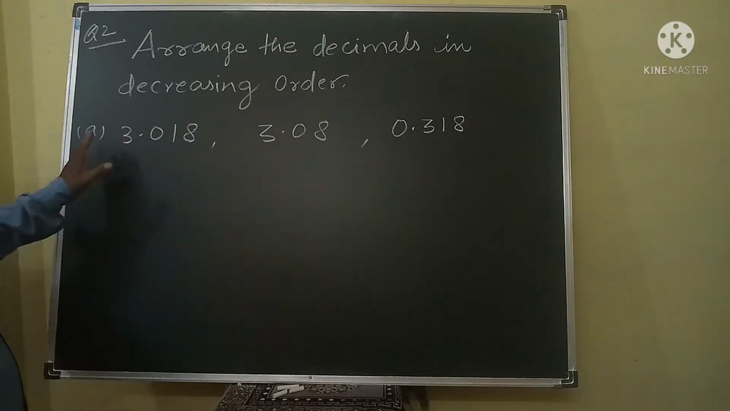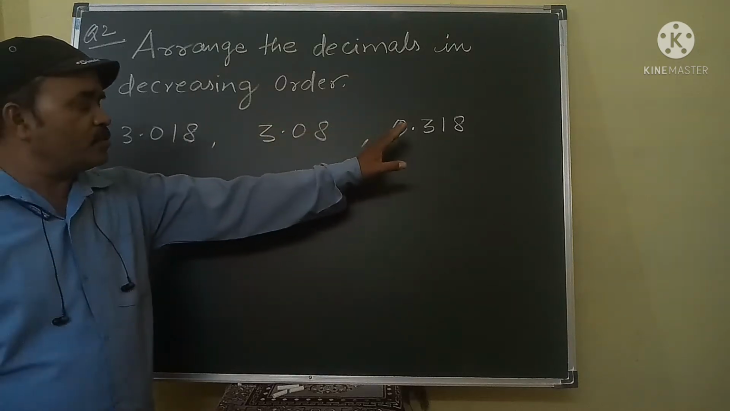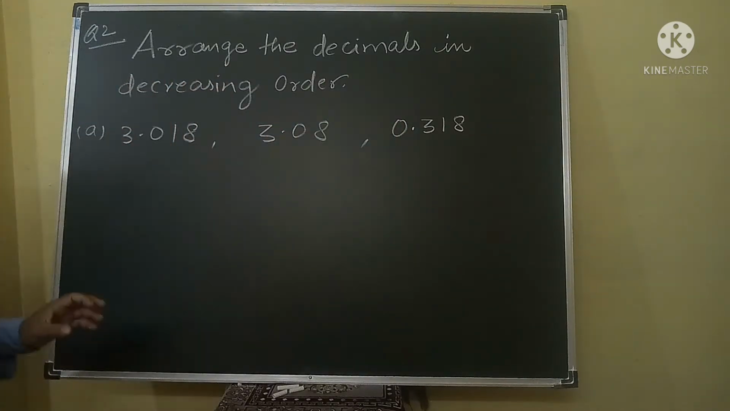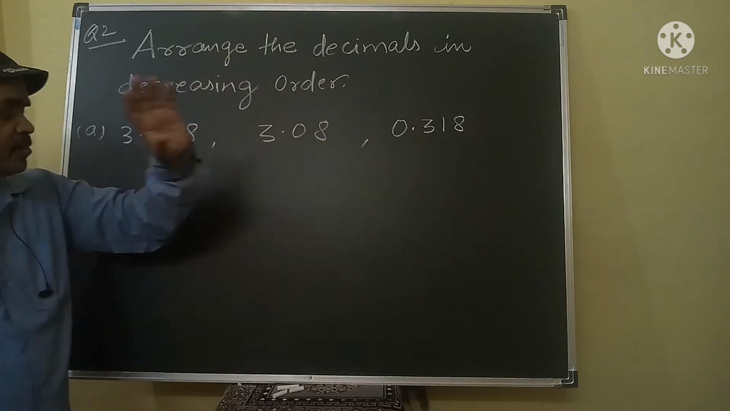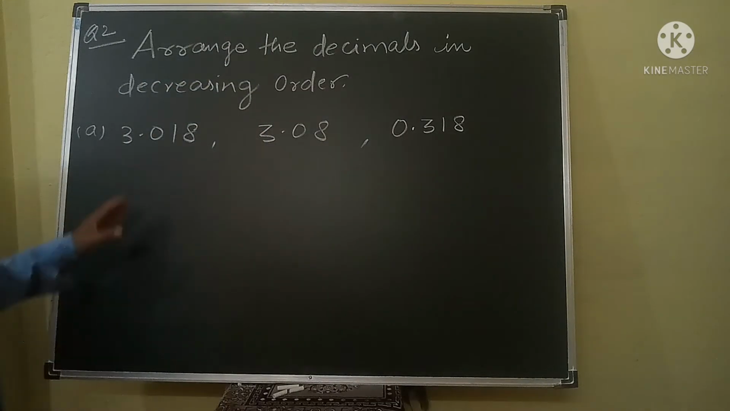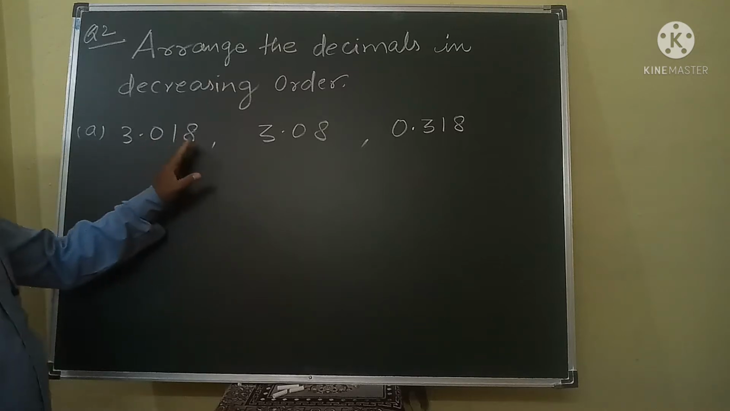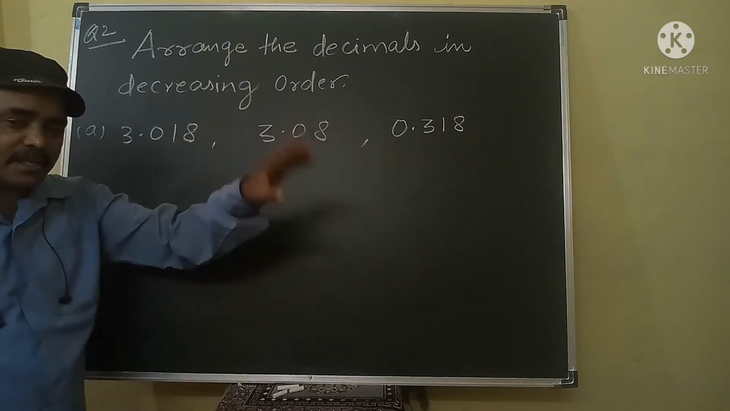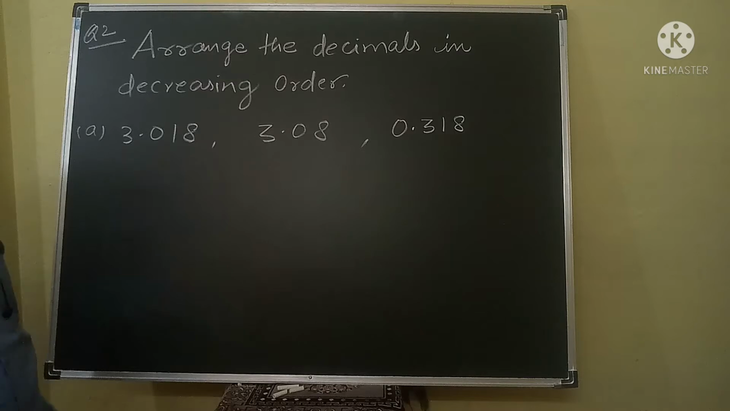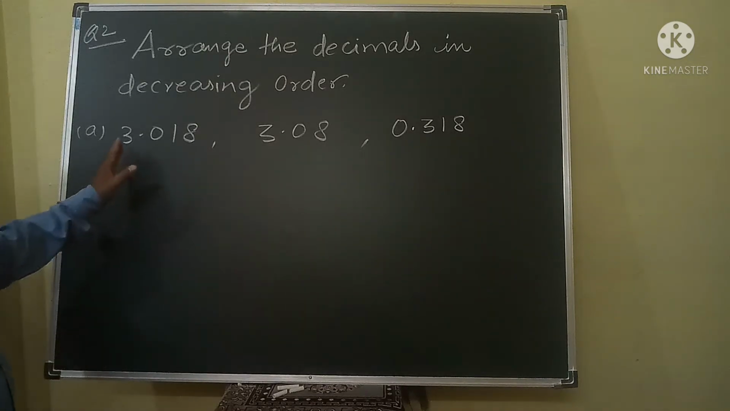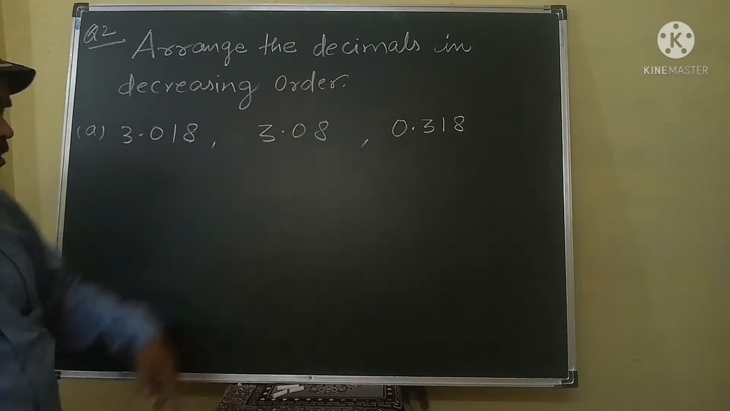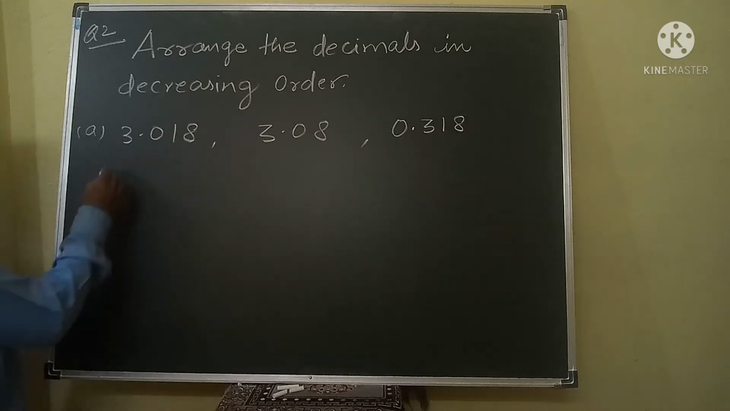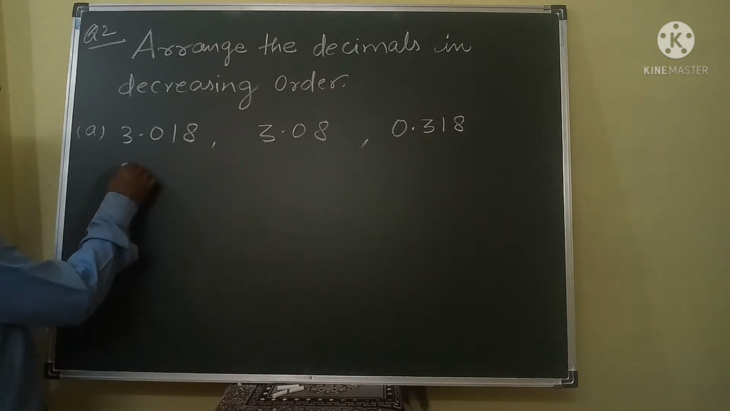That means these decimal numbers belong to unlike decimals. That's why the number of digits after the decimal point is not equal. So what is your first step? First we will convert unlike decimals to like decimals. How? Look here.